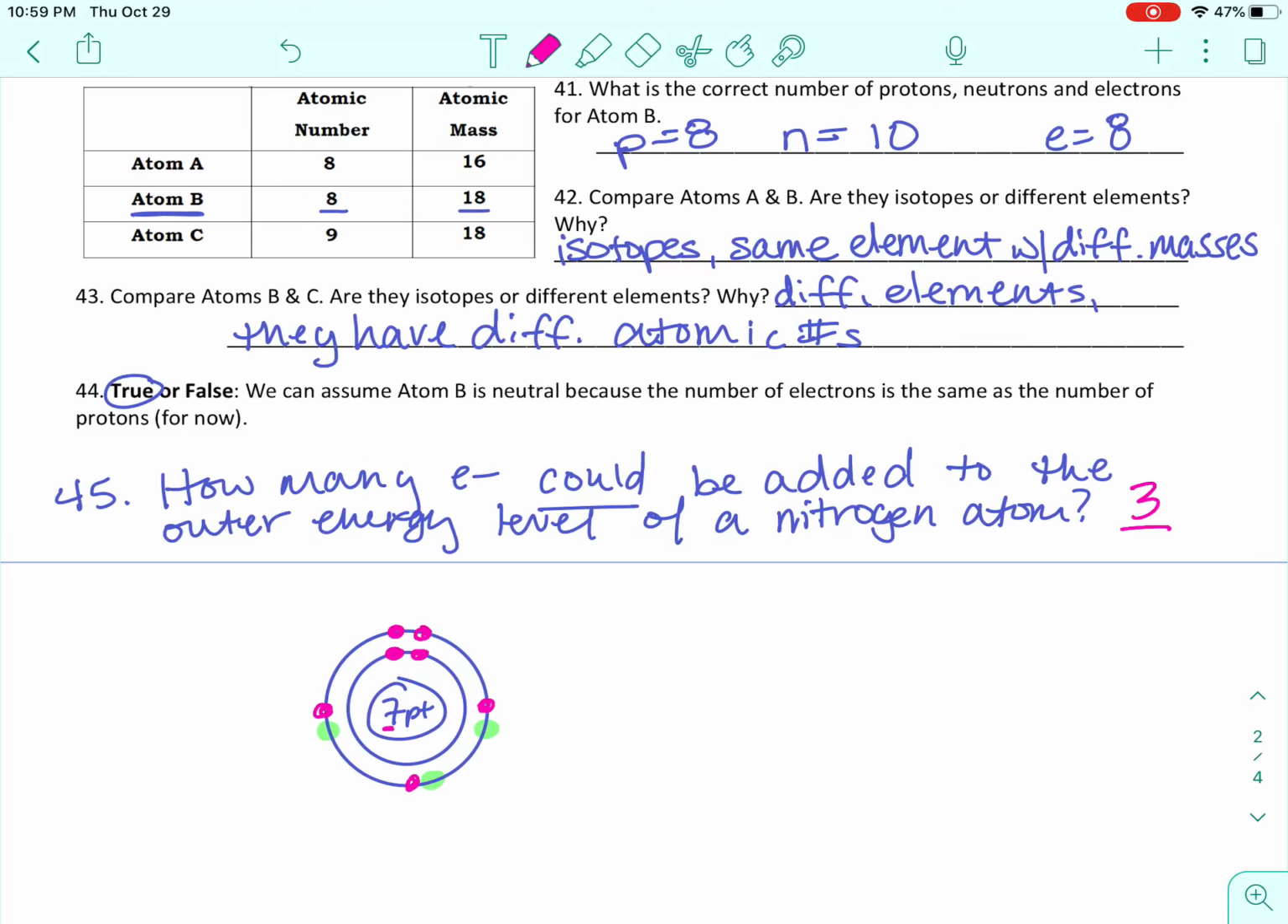Okay, so that's some next level thinking, and that's going to give you a little bit of foreshadowing about what's coming up in our next unit. We're going to do a lot of thinking like that. Okay, so that's it.